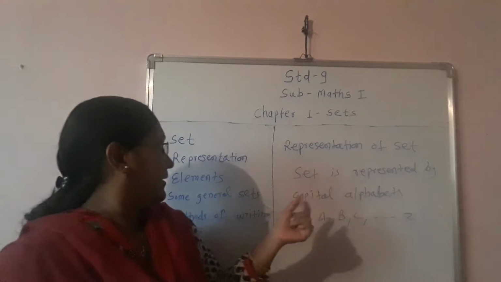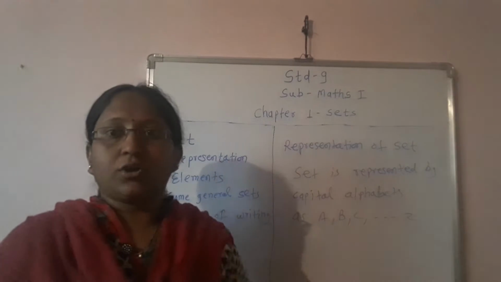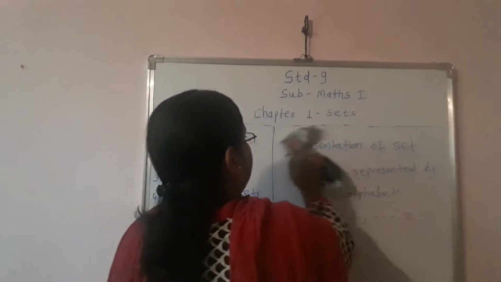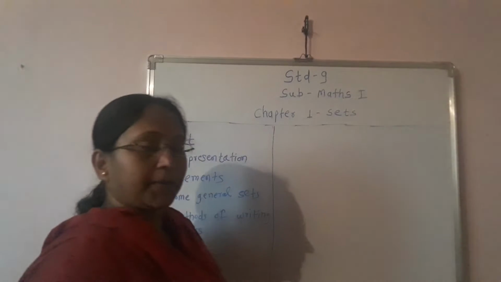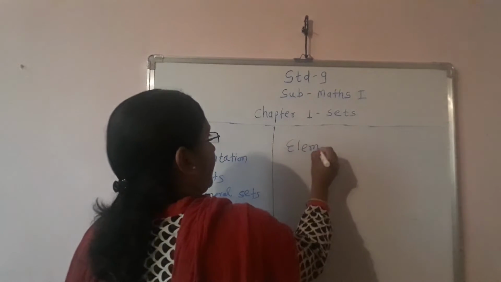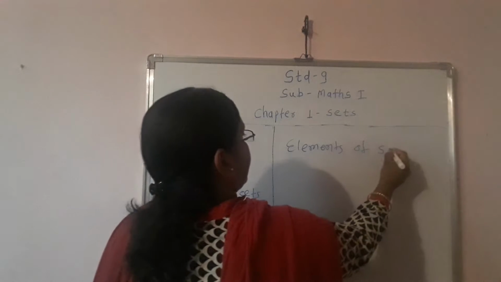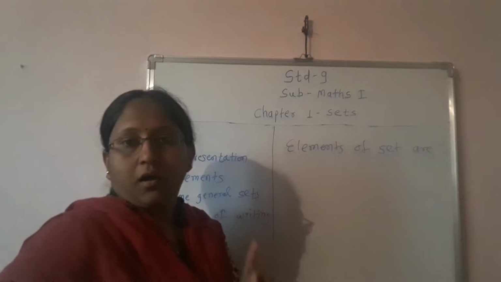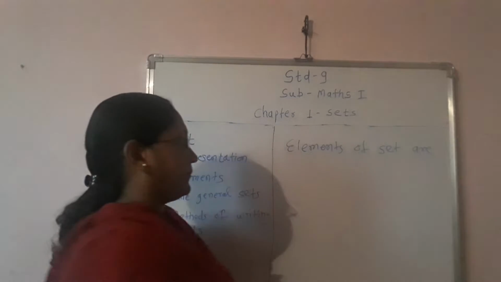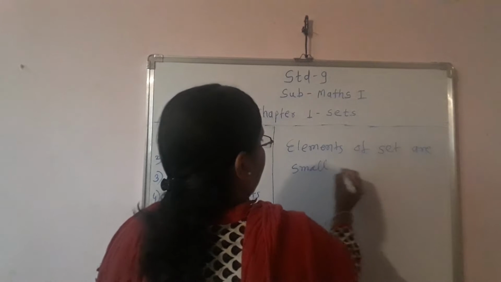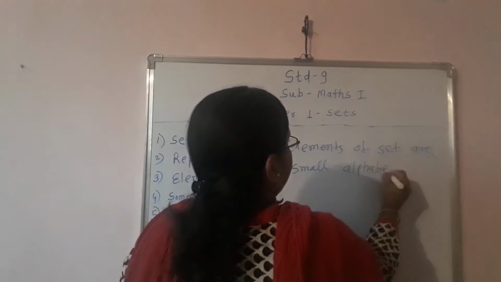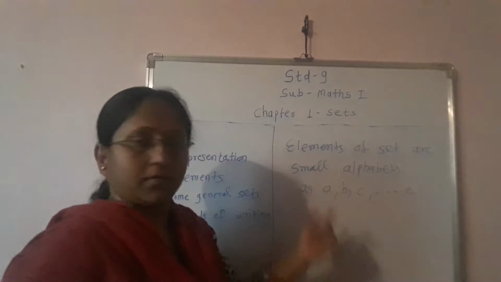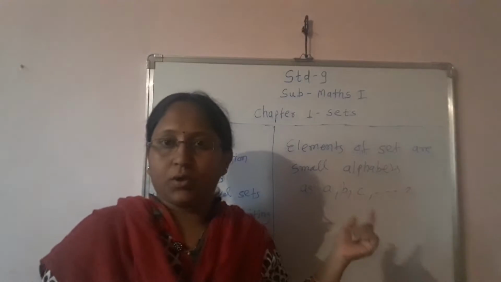Then how do we represent the elements or objects of a particular set? See, elements of a set are represented by small letters or small alphabets, as a, b, c up to z. Small letters we have to use.